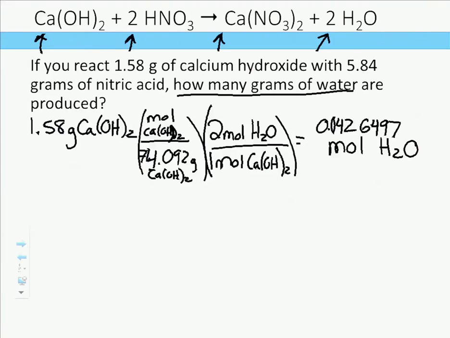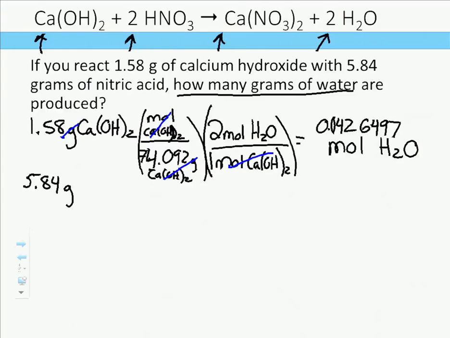I'm keeping that in my calculator because of the fact that we're converting from grams. We want to get into grams eventually. So that's why I kept so many sig figs. So that's how many moles of water I have if I'm produced from grams of calcium hydroxide. Let's make sure my units cancel. Grams of calcium hydroxide to grams of calcium hydroxide, moles of calcium hydroxide, moles of calcium hydroxide to moles of water. Check. All right, let's then do the same thing, but with grams of nitric acid.